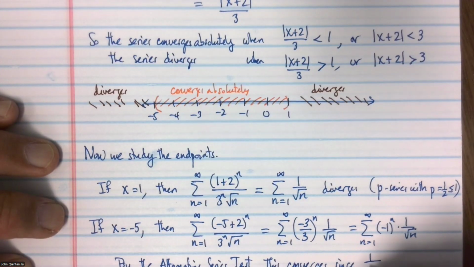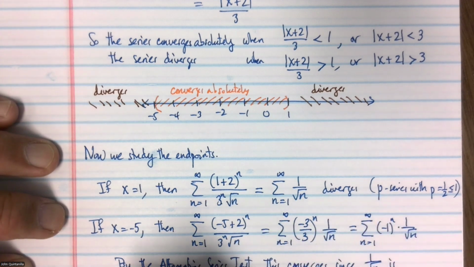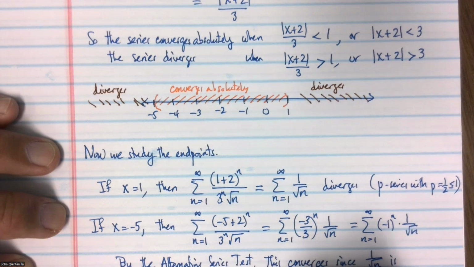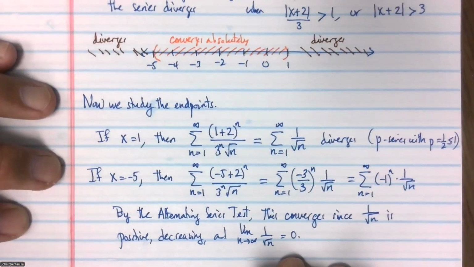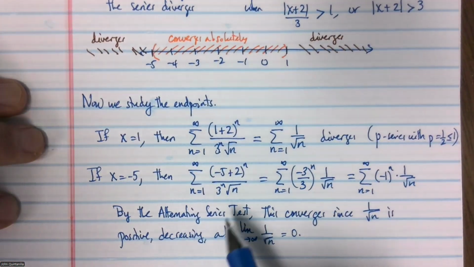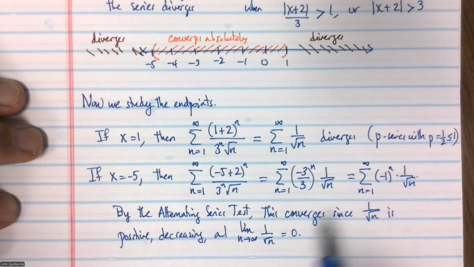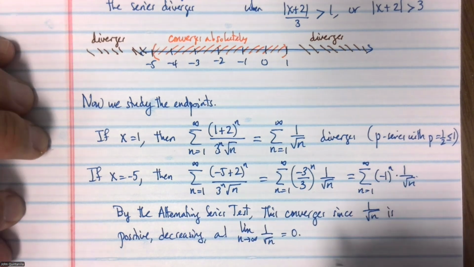Since 1 over square root of n is positive, decreasing, and the limit as n goes to infinity of 1 over square root of n is equal to 0, this satisfies the 3 conditions of the alternating series test, and so I know this converges.